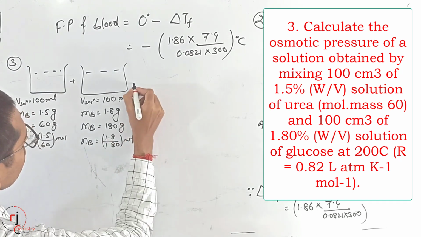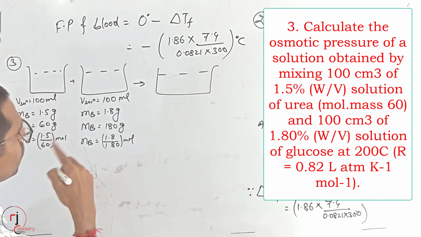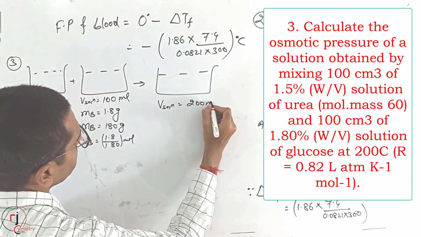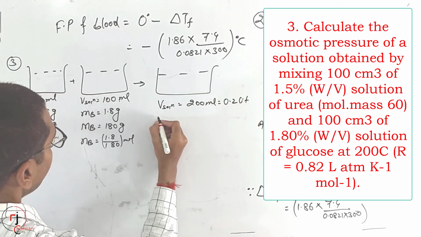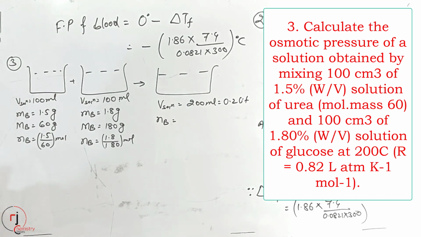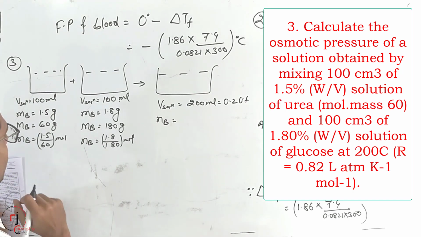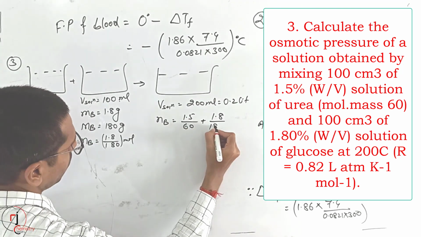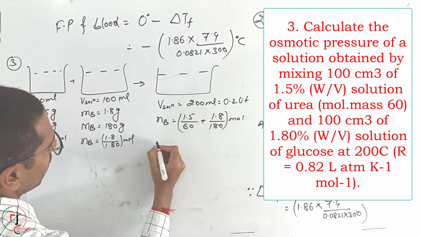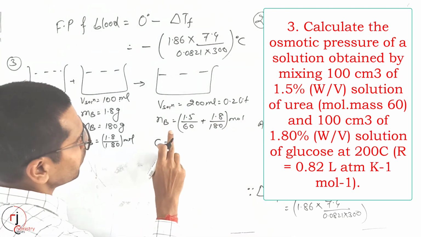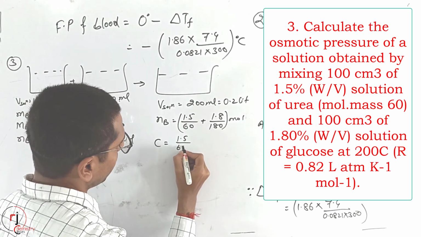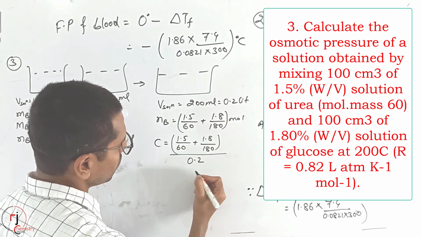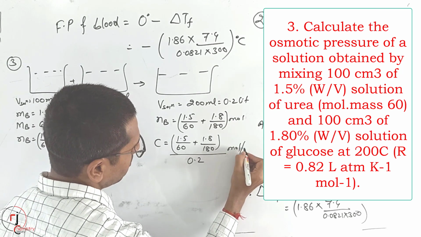Okay students, when these two solutions are mixed together, the volume of the resulting solution will become 200 milliliter, means 0.2 liter. The number of moles of solute, since all the solutes are considered the same, is equal to 1.5 by 60 plus 1.8 by 180 mole. So the concentration of the resulting solution will be the number of moles of solute, that is 1.5 by 60 plus 1.8 by 180, divided by the volume of solution, this much amount of mole per liter.